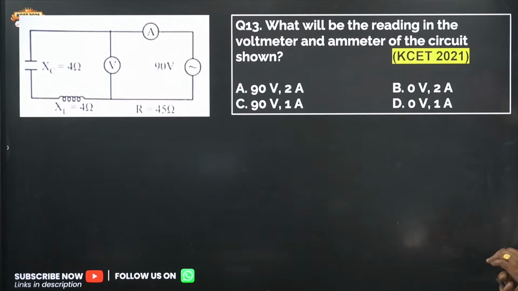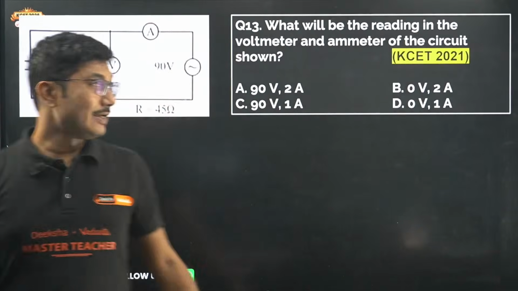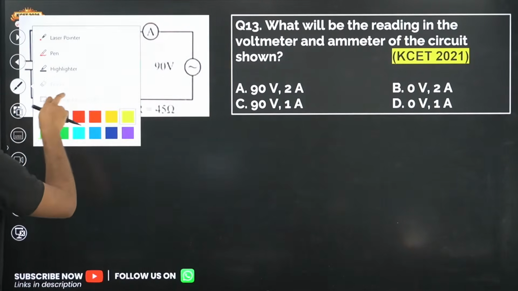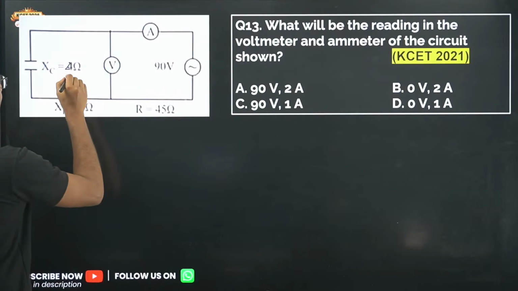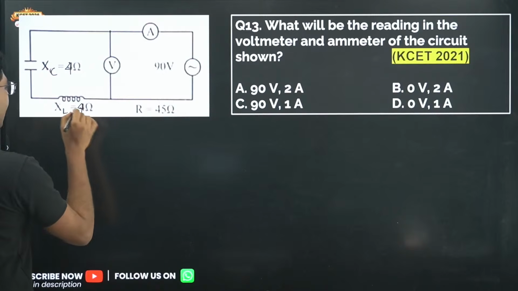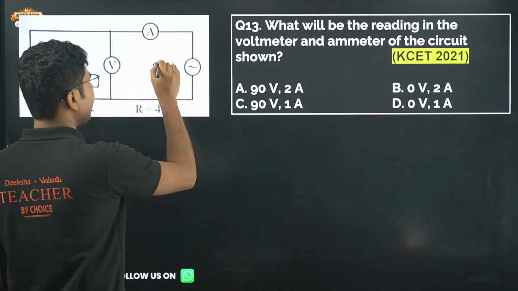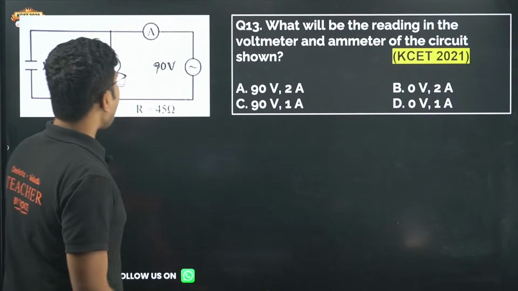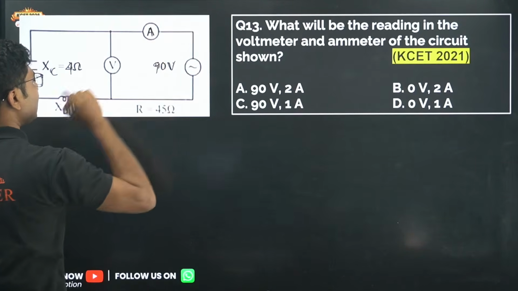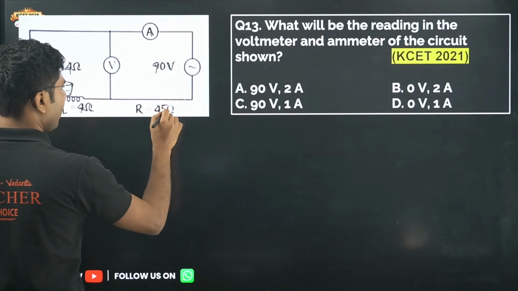Okay, what will be the reading in the voltmeter and ammeter in the circuit shown? So here we have a circuit where voltmeter and ammeter are shown over here. What will be the reading given here? If you see correctly, you don't need to do much mathematics over here. So XC is 4 ohm, XL is also 4 ohm. So this is a no calculation question. Okay, so this voltage is given 90 volt. And what is the current? This resistance is given by 45 ohm.